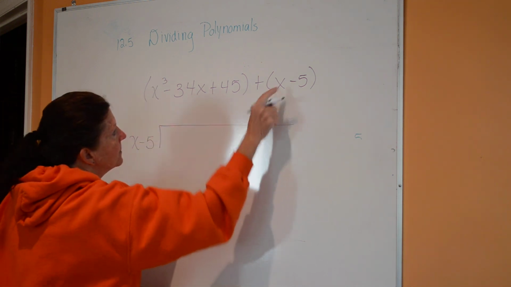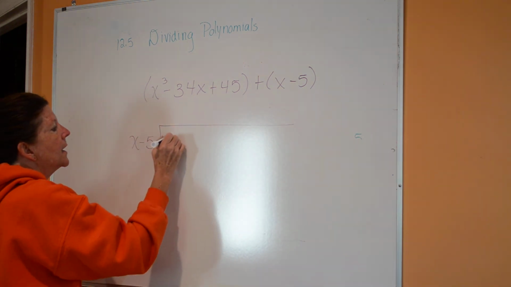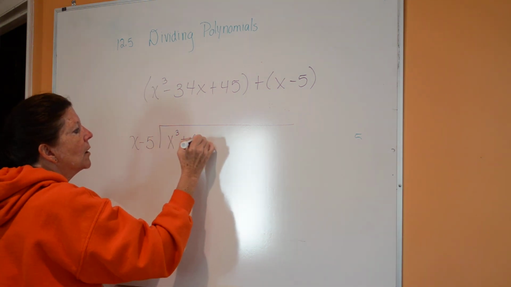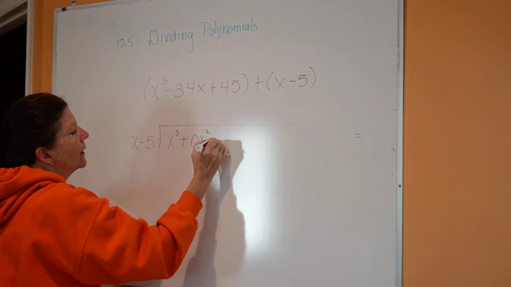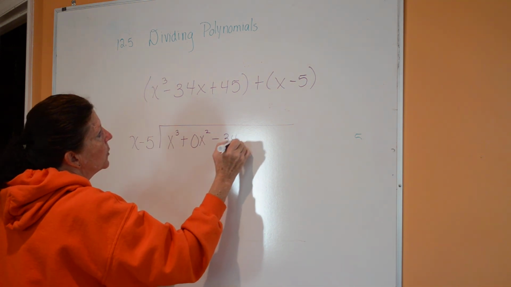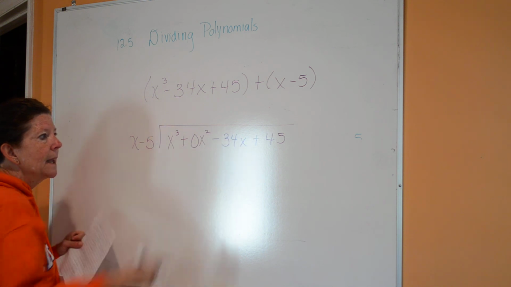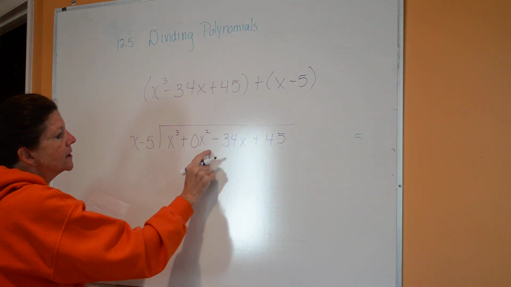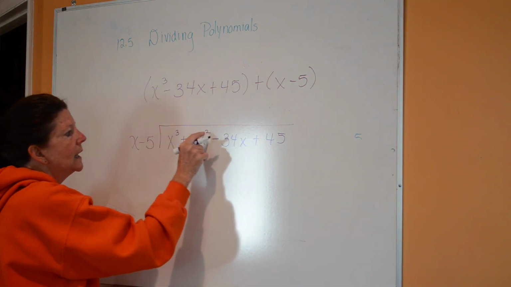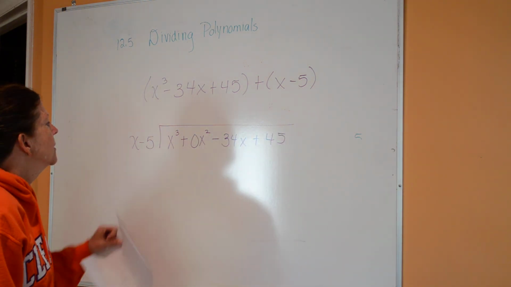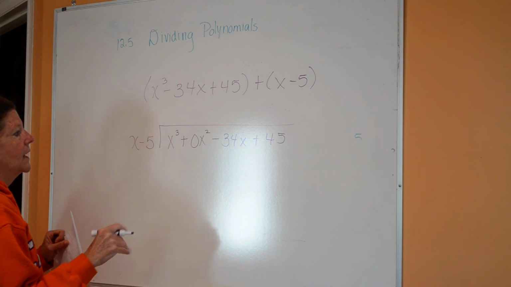So I have an x minus 5 on the outside. Then I have x cubed. I must put the placeholder, so it's 0x squared minus 34x plus 45. So if you are skipping exponents, you must put a placeholder in there so that it goes 3, 2, 1, 0 as far as your exponents go. So then I proceed to divide just like normal.